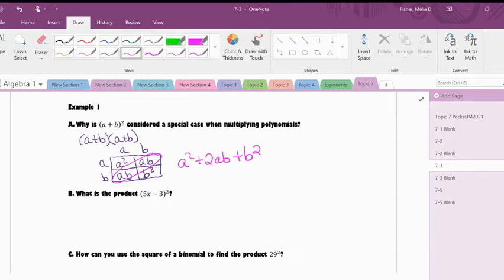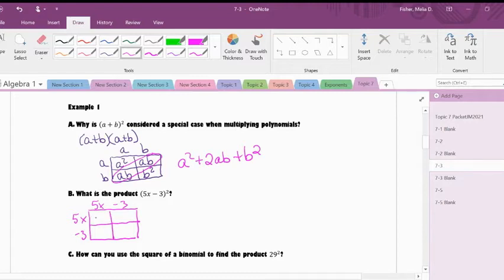So let's look at how that works with the product of (5x - 3) squared. The whole quantity is being squared. So you could draw out the box and you can write in the 5x minus 3 and 5x minus 3.